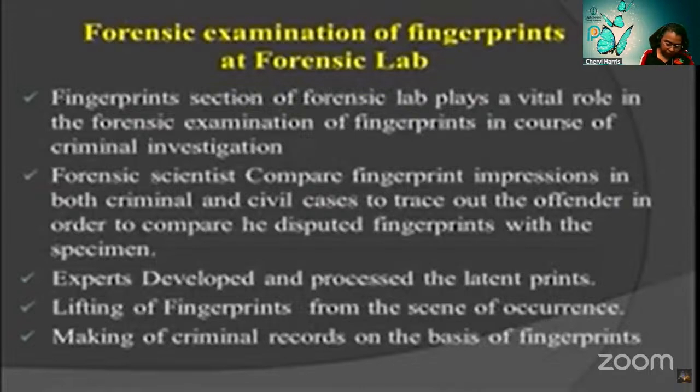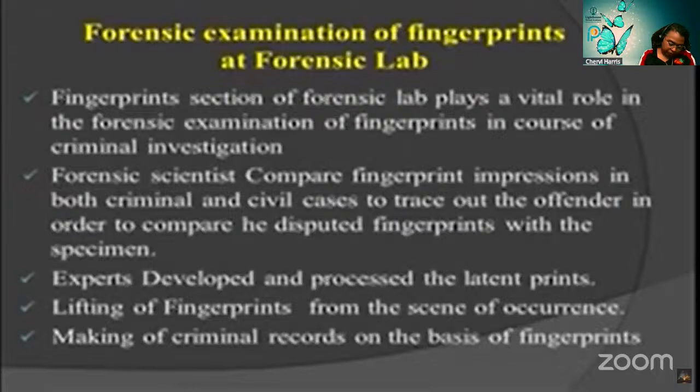But in a civil case, if for example there is a dispute of a land, or a dispute of some other kind of business, and they have put their finger impressions on a stamp paper, that is the kind of civil case, and then the court can take help from the forensic lab in order to determine the fingerprint impressions.